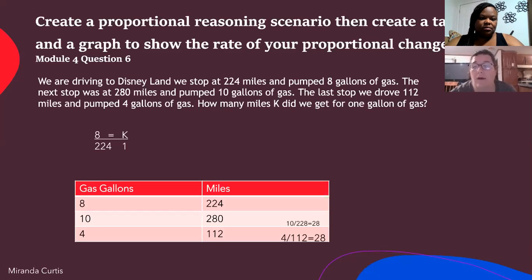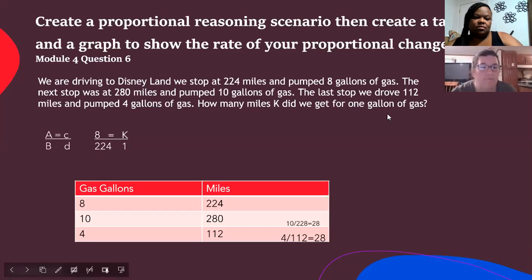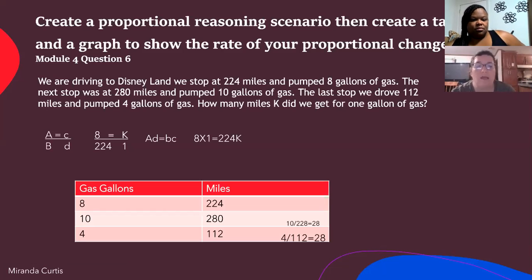So our equation that we're going to do is A over B equals C over D. If you click one more time for me. Okay, here's our equation. This is how we're going to start. A over B equals C over D. So we're going to start with the first one. 8, we're going to put on the top, 224, we're going to put on the bottom. We're trying to find out for 1 gallon. I know I didn't put the little 1 number up there, but that's a 1. So we're going to put K over 1.